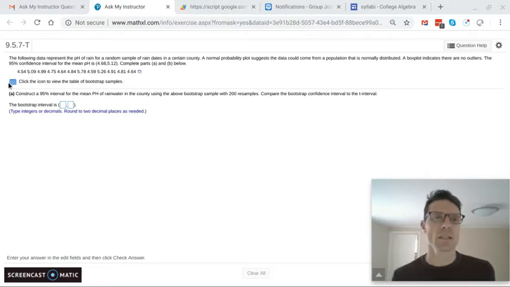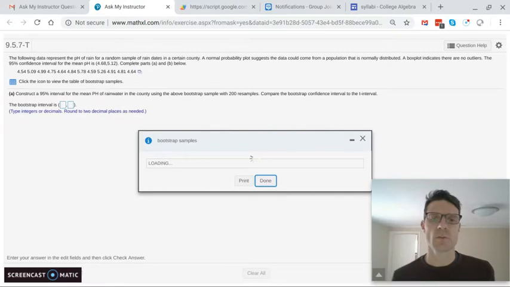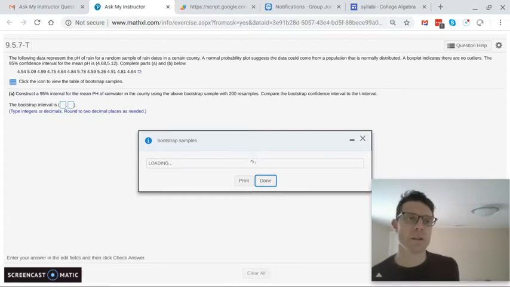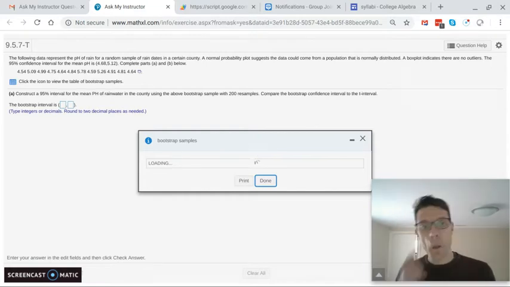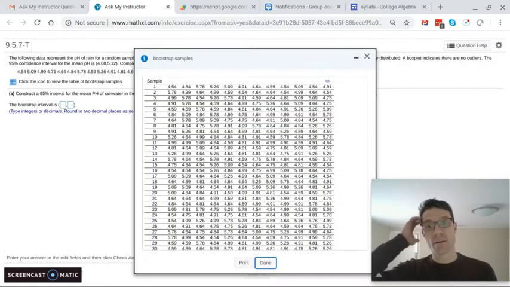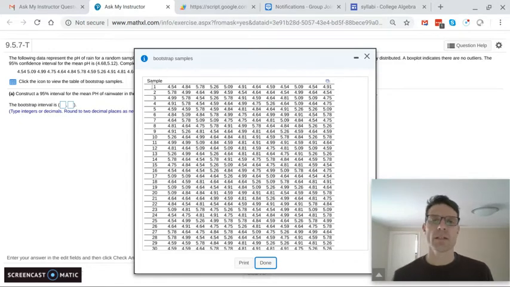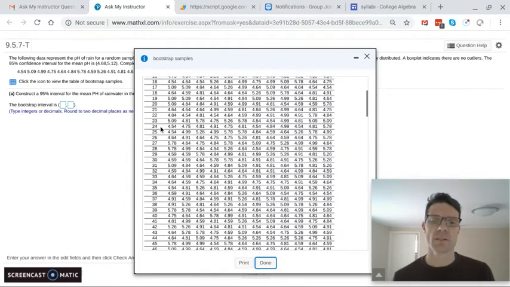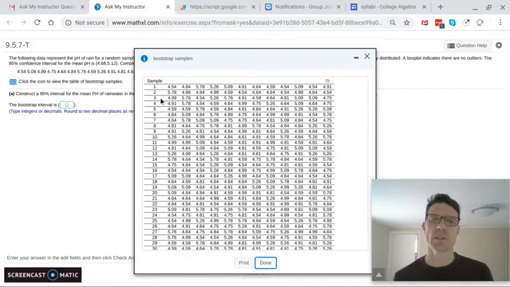So we're going to click the icon to open the Bootstrap Samples box. And it takes a minute because it's 200 samples. And we're going to construct a bootstrap confidence interval. Okay, now here are all the different samples you see. It goes on and on, all the way up to 200. And here are the different values. Now we can open this in StatCrunch.